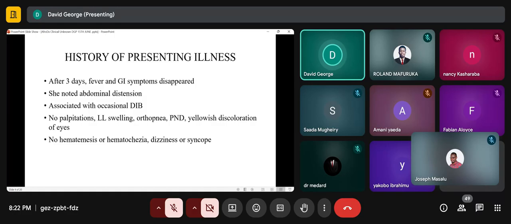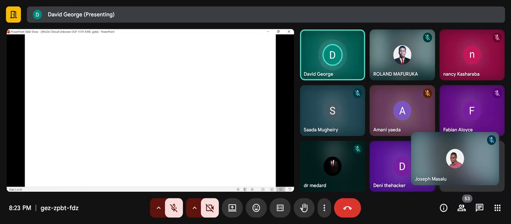So after the 3 days history of fever, fever disappeared as well as the GI symptoms, but then she noted abdominal distension, which was associated with occasional difficulty in breathing. However, she denied palpitations, lower limb swelling, orthopnea, PND. There was no jaundice, no hematemesis or hematochezia, and she denied any dizziness or syncope. And so after the abdominal distension, that is when she decided to present to the hospital. So that's the HPI.